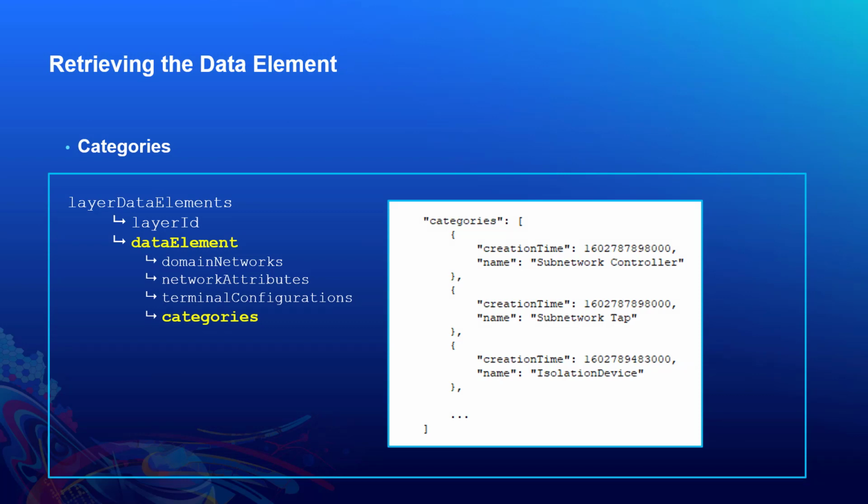Lastly, the data element also contains the list of network categories that are available in this network. This is a very simple object that only contains the various names of the categories that are then referenced in each domain network.